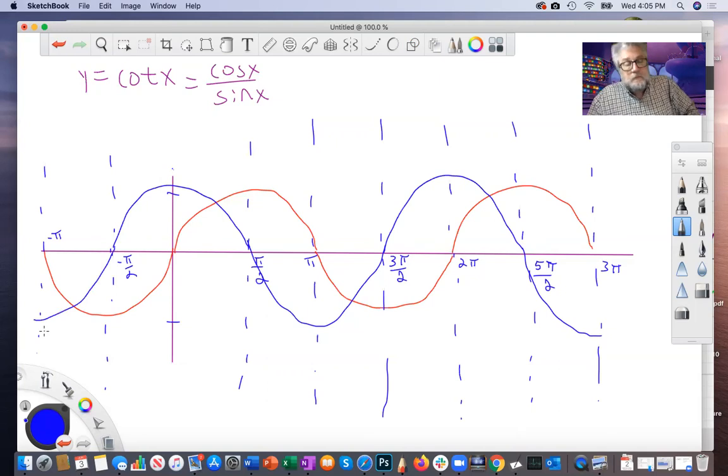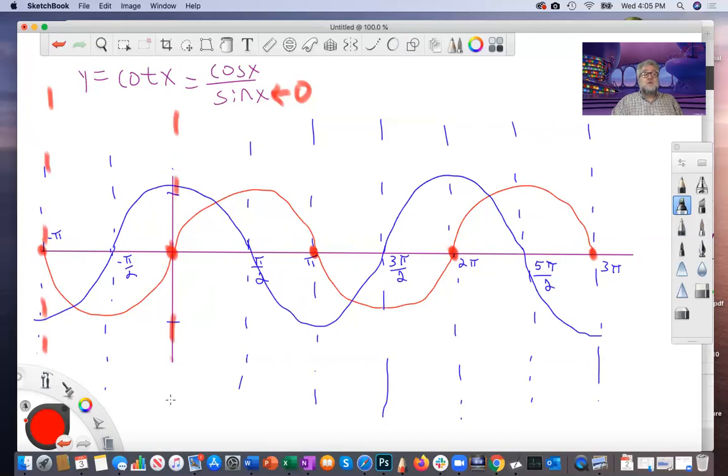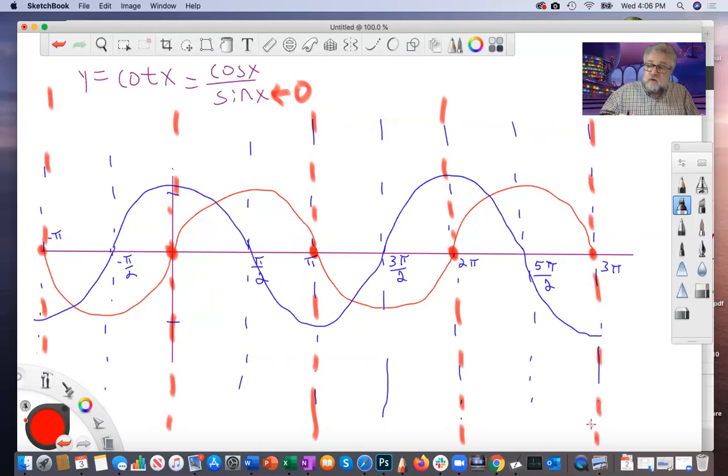Okay. Now this time, the asymptotes are going to occur when the denominator is equal to 0. So that's when sine is equal to 0. So there's going to be an asymptote there, and there, and there, and there, and there. So here's our asymptotes, when the denominator is equal to 0. And over here. Okay, those are our asymptotes.